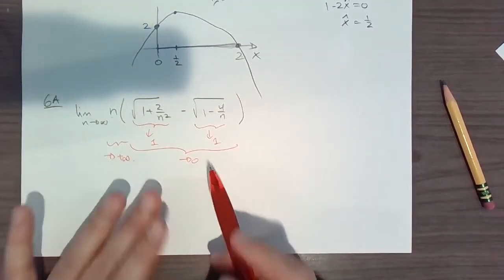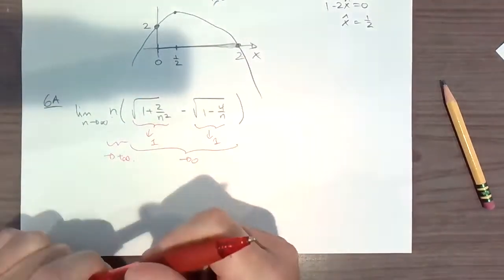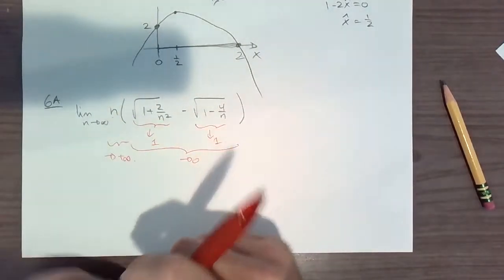So the situation we're having is a 0 times infinity situation. And those can be anything, right? Who knows what that's going to be. This is our job to figure out.